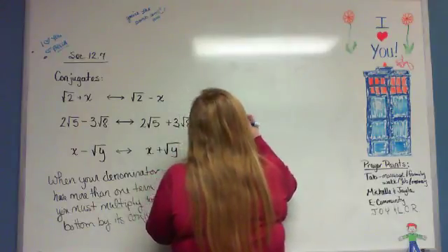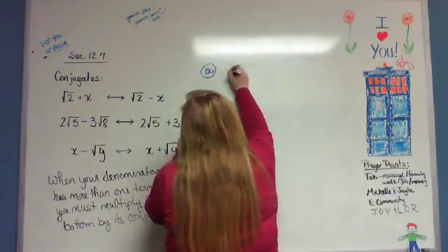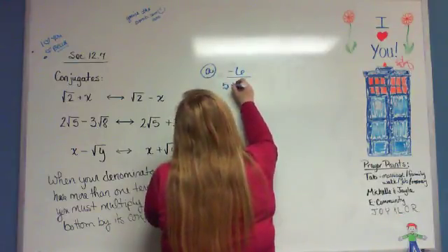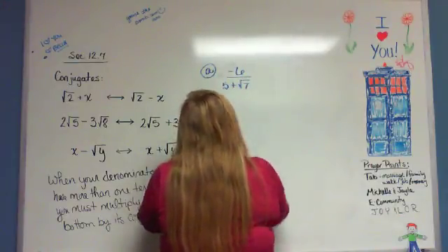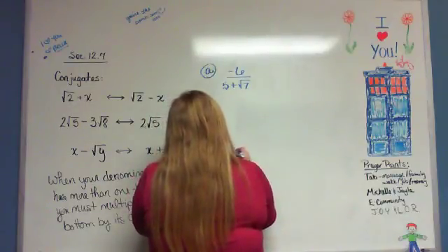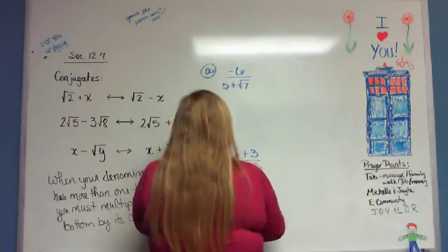I don't even know what example I'm on now, so we're going to call this one A. Negative 6 over 5 plus the square root of 7. And then down here we can have B, square root of 6 plus 3 over the square root of 6 minus 4.